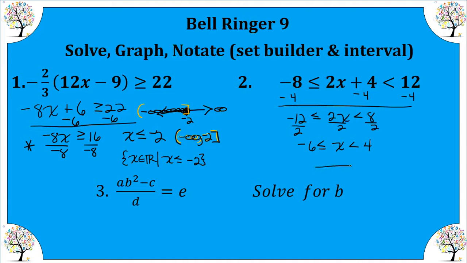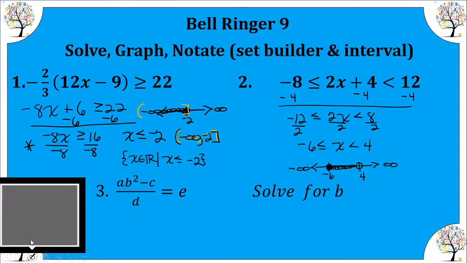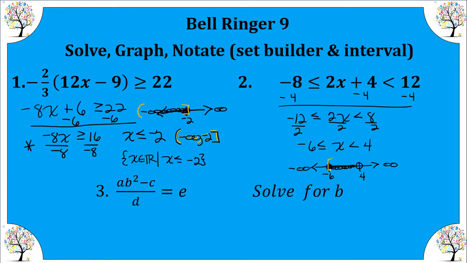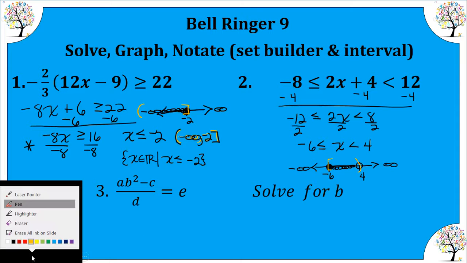And we're going to graph this. We have negative infinity to the left, positive infinity. We're going to consider negative 6 and 4. So it says x is equal to negative 6 or greater and less than 4, not included. So our solution set is from negative 6 included up to 4 not included.